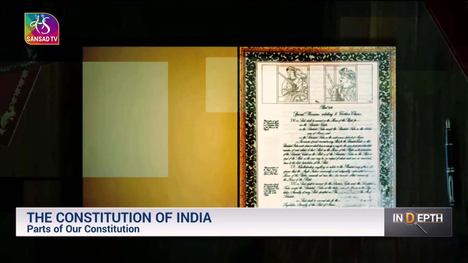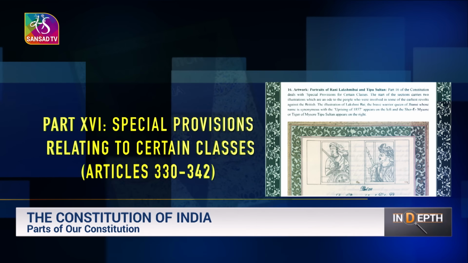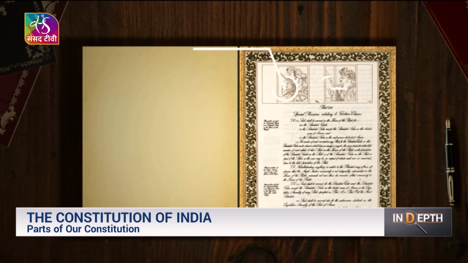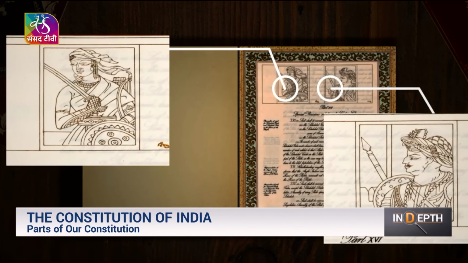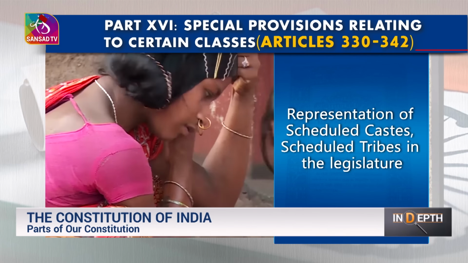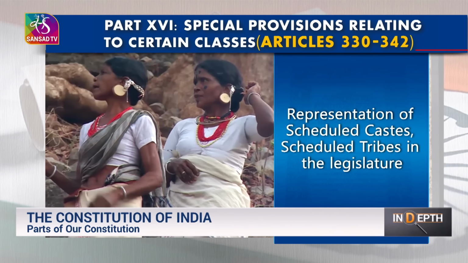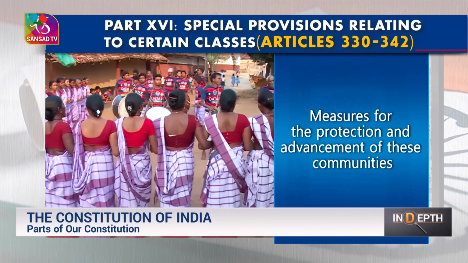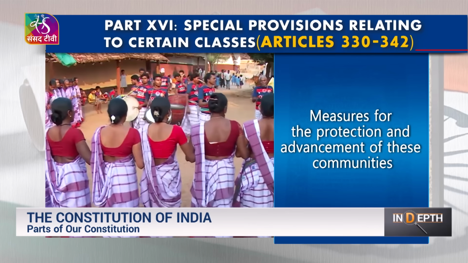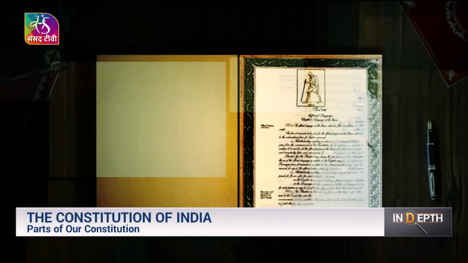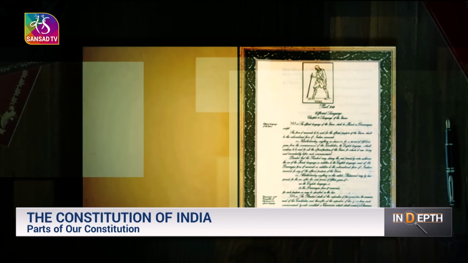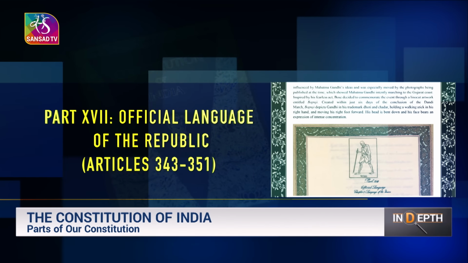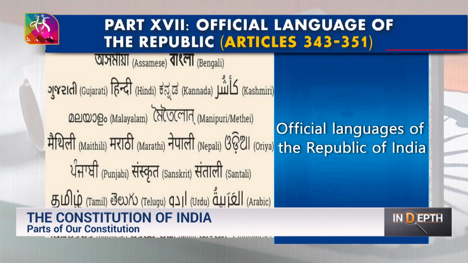Part 16. Special provisions related to certain classes. This part includes provisions for the representation of scheduled castes, scheduled tribes and Anglo-Indians in the legislature, as well as measures for the protection and advancement of these communities. Part 17. Official language of the Republic. This part specifies the official languages of the Republic of India.